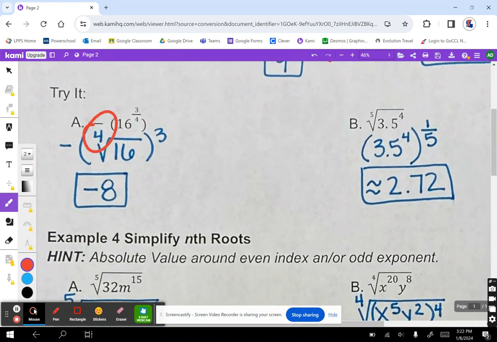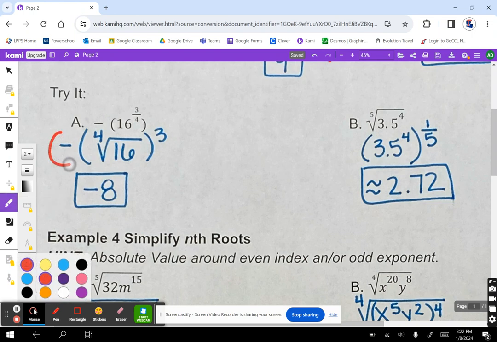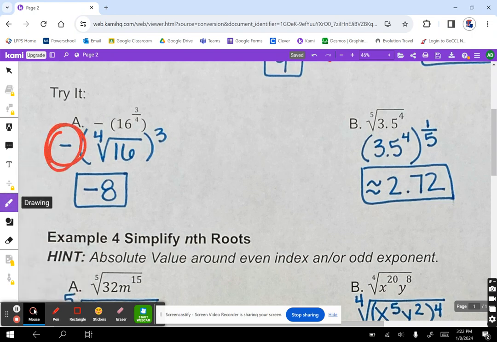Your index is even, so your answer should be positive and negative. Oh, nope, I lied. I just noticed here, because I have a negative out here, your answer is going to be only negative 8. They throw that in there. So anytime your answer has a negative out front, then your answer is only going to be negative, even though you have an even index. Part B, you have an odd index, so your answer is only positive.